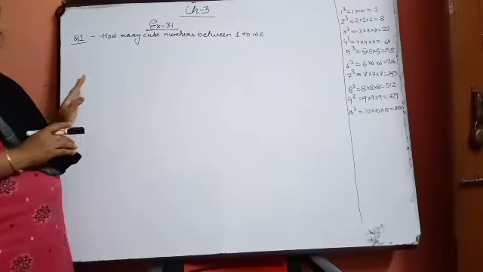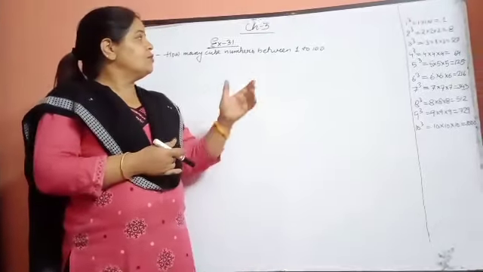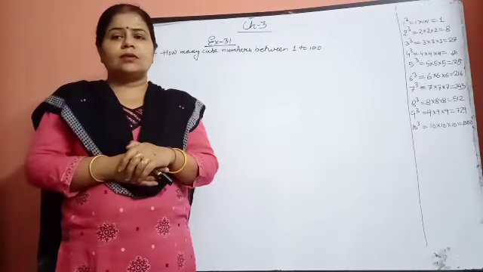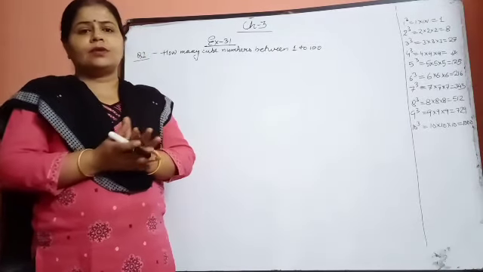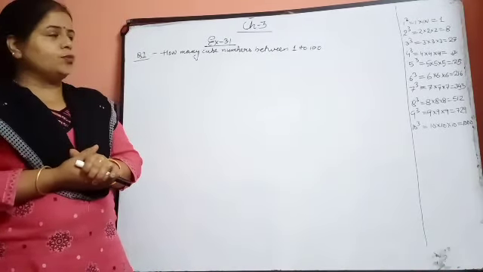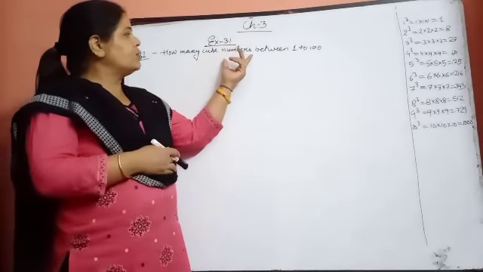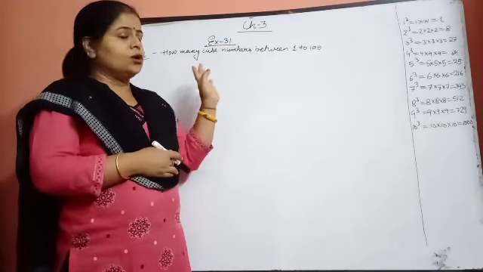Jai Gurudev children. In the last class, we learned up to the introduction of chapter number three, that is, what cubes are and how we find cube roots. Now today onwards, beta, we are going to start exercise 3.1, and what is question number one?